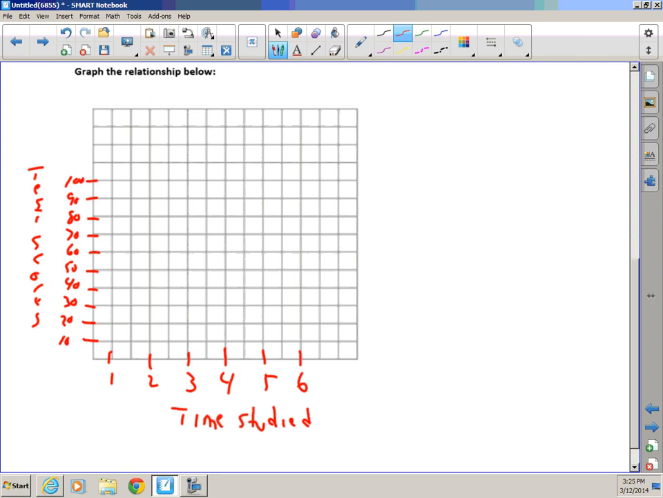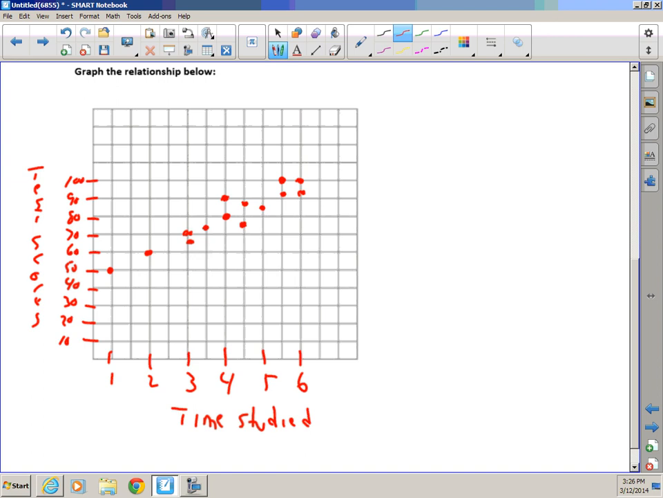So now I'm going to plot each one. (1, 50), (2, 60), (3, 66), (3, 70), (3.5, 72), (4, 80), (4, 90), (4.5, 75), (4.5, 89), (5, 88), (5.5, 91), (5.5, 100), (6, 93), and (6, 100).